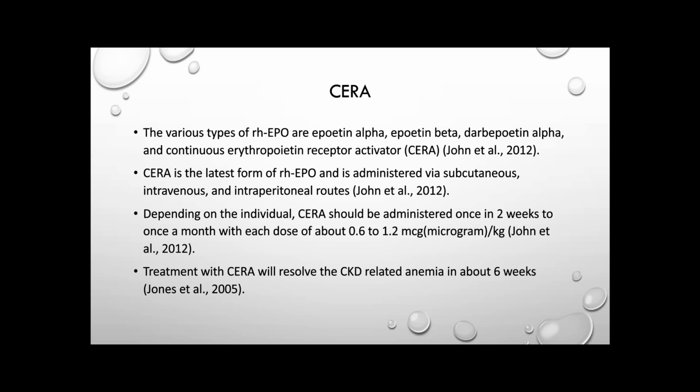Continuous erythropoietin receptor activator, CERA, is the latest form of rhEPO and is administered via subcutaneous, intravenous, and intraperitoneal routes. Depending on the individual, CERA should be administered once in 2 weeks to once a month, with each dose of about 0.6 to 1.2 micrograms per kilogram. Treatment with CERA will resolve the CKD-related anemia in about 6 weeks.